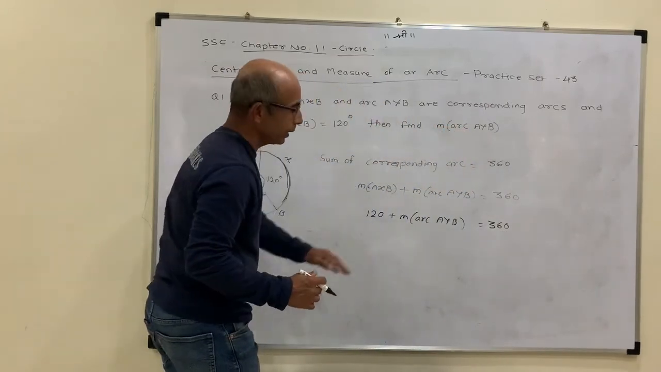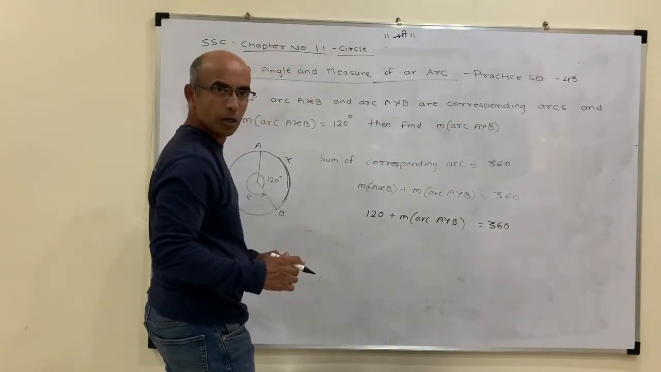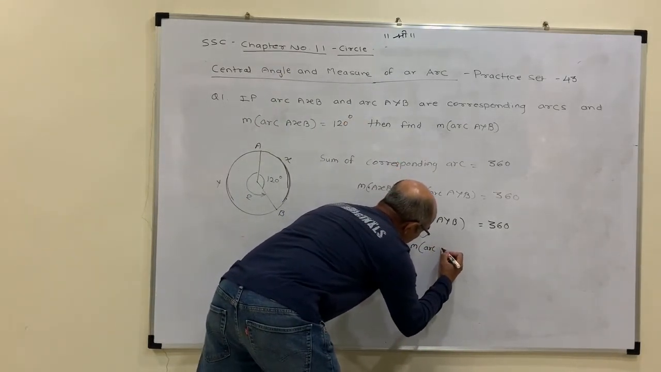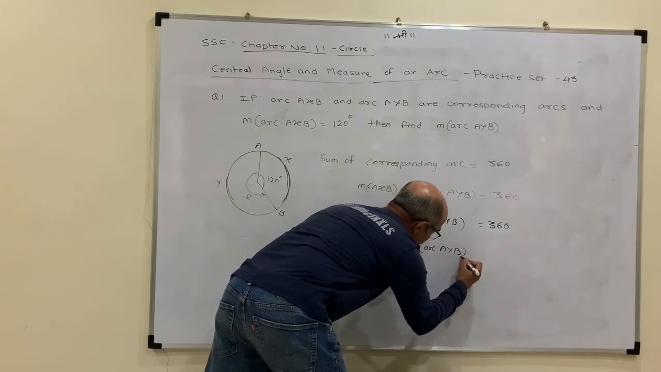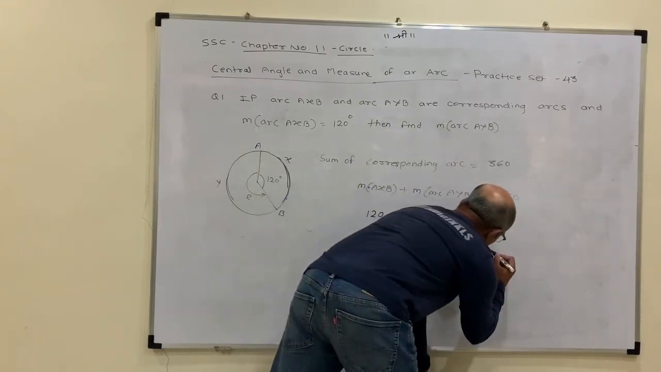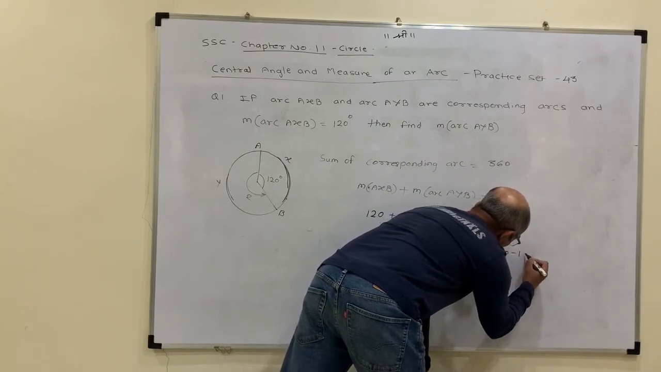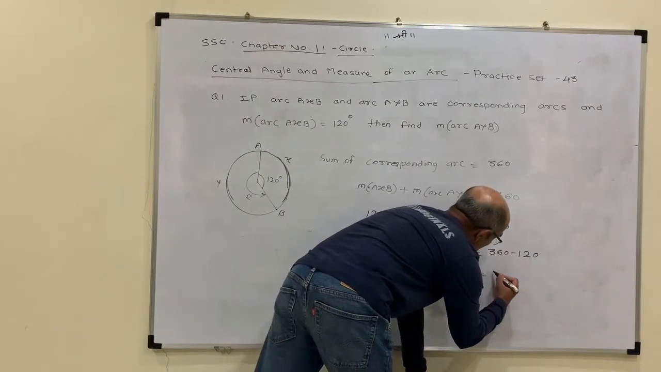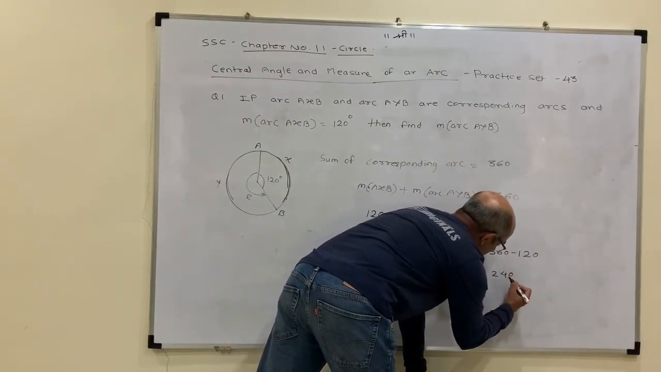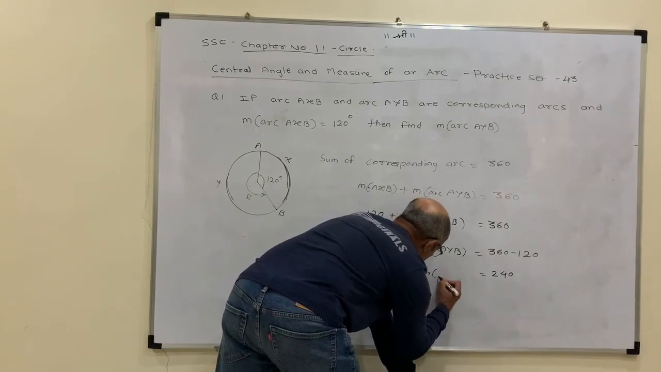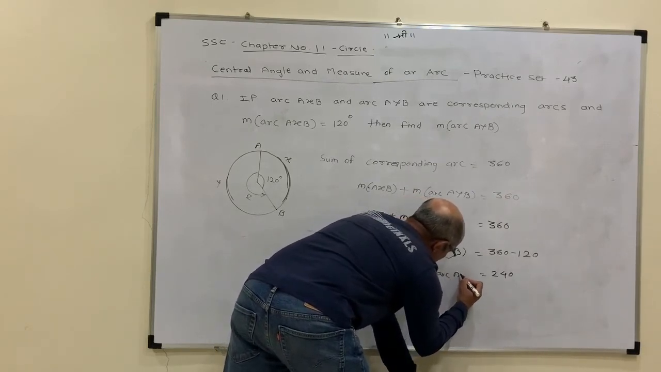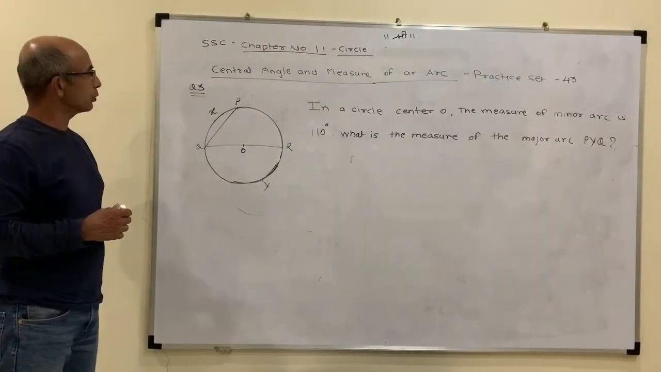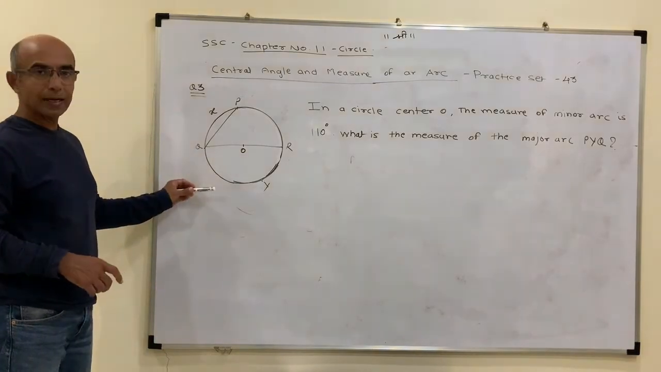To get rid of 120, I'll subtract 120 from both sides. So measure of arc AYB equals 360 minus 120, that equals 240. So measure of arc AYB equals 240.